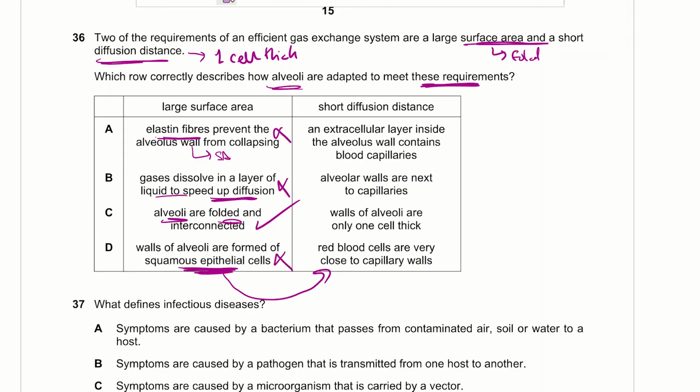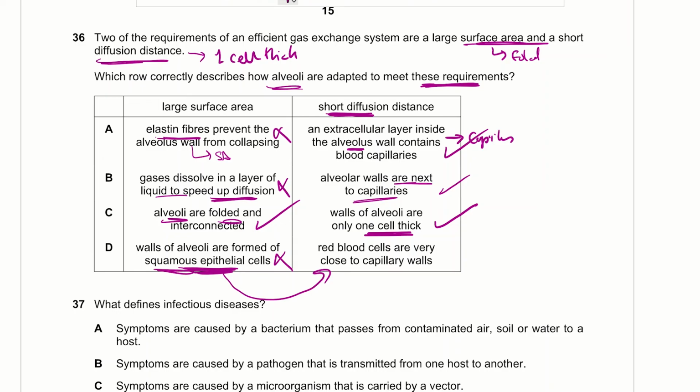Short diffusion distance. An extracellular layer inside the alveolus wall contains blood capillaries. So capillaries being very close to the layer of the alveolus is actually a reason why there's a short diffusion distance from the alveoli to the blood. Therefore, this could be correct. Alveolar walls are next to the capillaries. This is also correct. Walls of alveoli are only one cell thick. Yes, this is a reason why there's a short diffusion distance, as we discussed, due to the squamous epithelial cells.